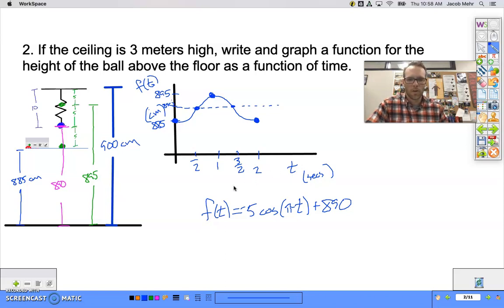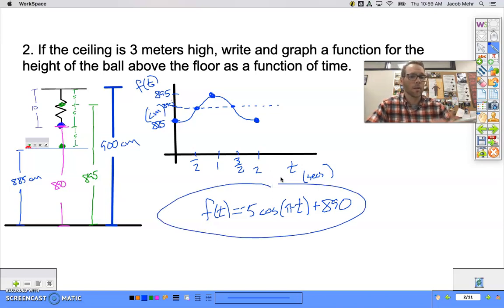So this is the function that gives the height of the ball above the floor. The first function was the distance from the ceiling. This was the height above the floor, which would be the same as the distance from the floor. I could ask you to write a function that gave you the position from the ceiling, so you could use negatives and so on. But this is our function. I like that one. That's pretty good.